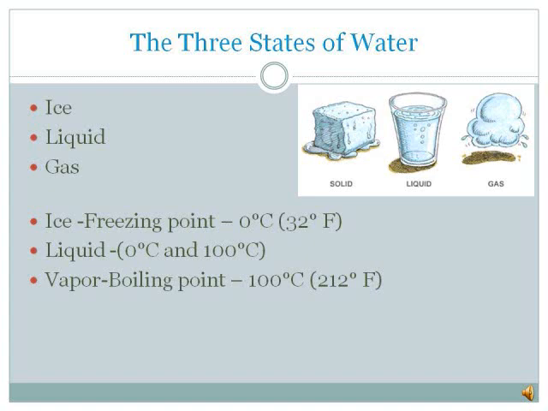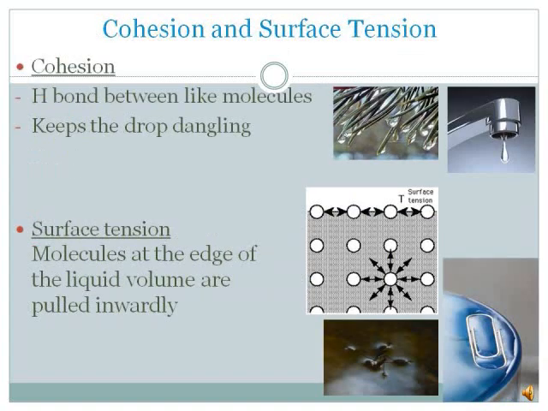In liquid water, the weak hydrogen bonds are continuously being formed and broken and reformed. Although each of these bonds is weak, altogether the hydrogen bonds have considerable strength, making liquid water a stable molecule. Now, hydrogen bonding allows water molecules to cling together. This phenomenon is called cohesion. It is what keeps a drop of water dangling and keeps it from falling off of a faucet.